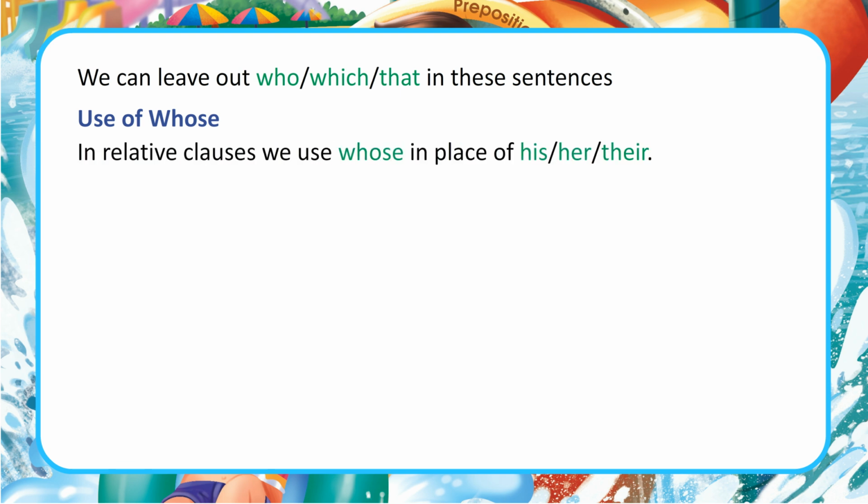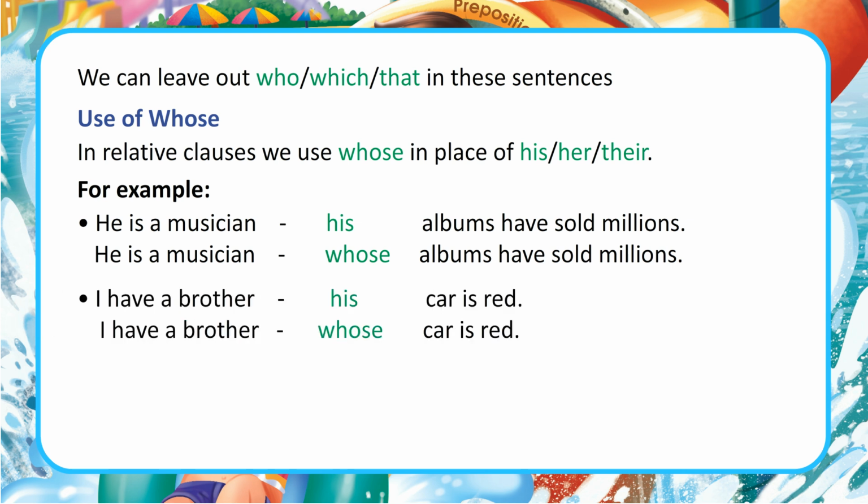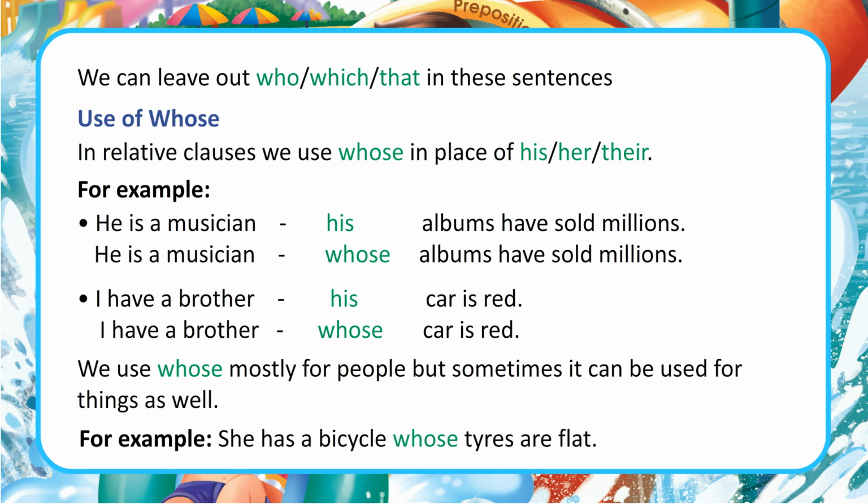Use of whose. In relative clauses we use whose in place of his/her/their. For example, he's a musician. His albums have sold millions. He is a musician whose albums have sold millions. I have a brother. His car is red. I have a brother whose car is red. We use whose mostly for people, but sometimes it can be used for things as well. For example, she has a bicycle whose tires are flat.